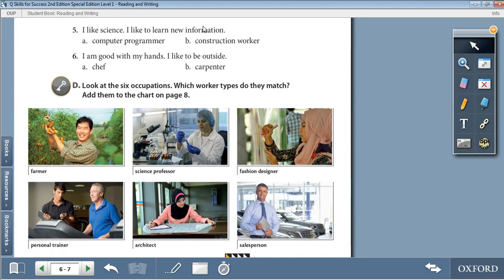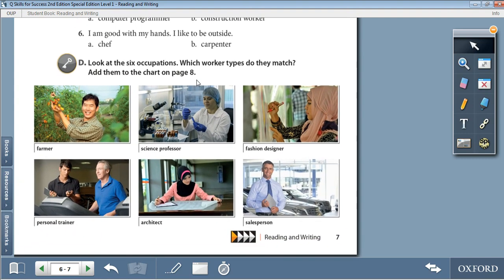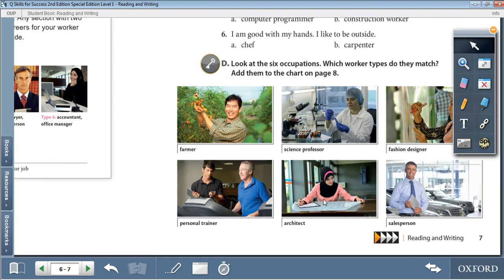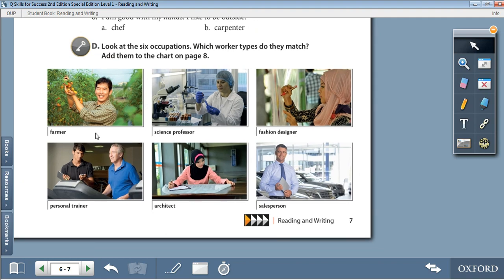Moving on to activity B. Look at the 6 occupations, 6 jobs. Which worker types do they match? Add them to the chart on page 8. So this chart mentions the type, interests and skills, and here you need to put the before mentioned occupations. Now the occupations are as follows. We have a farmer, science professor, fashion designer, personal trainer, architect, and salesperson.